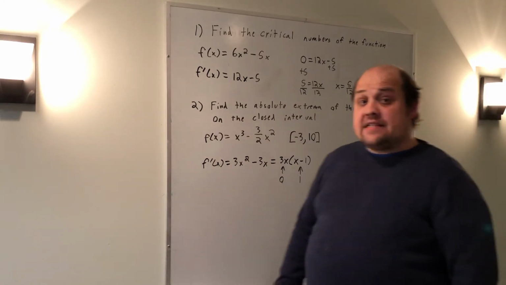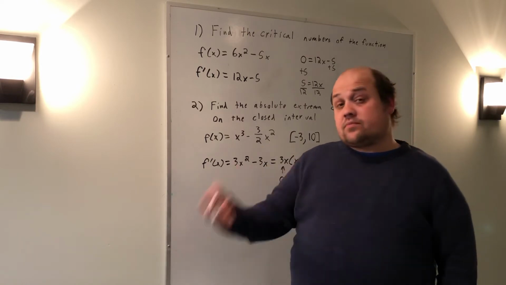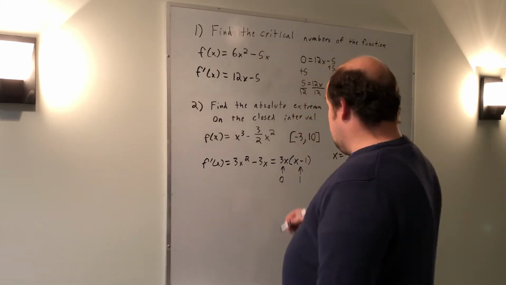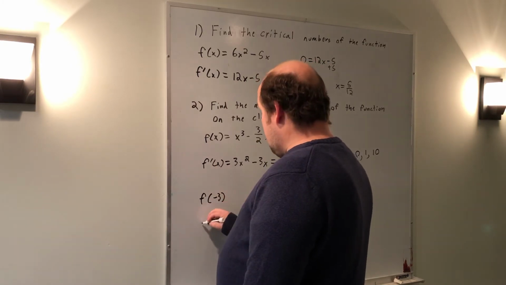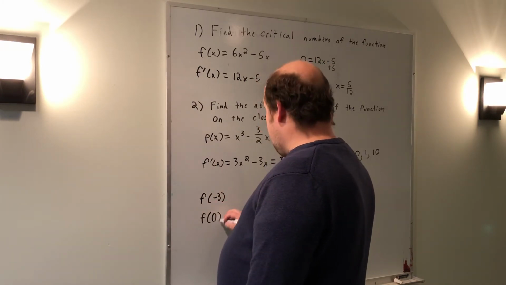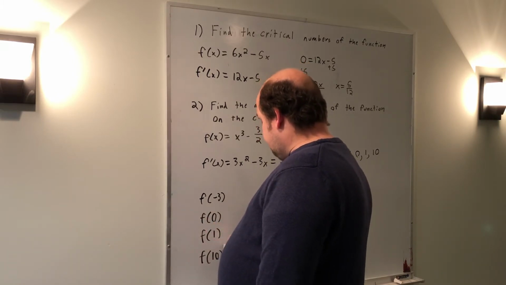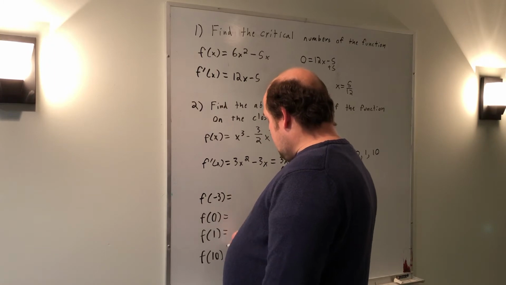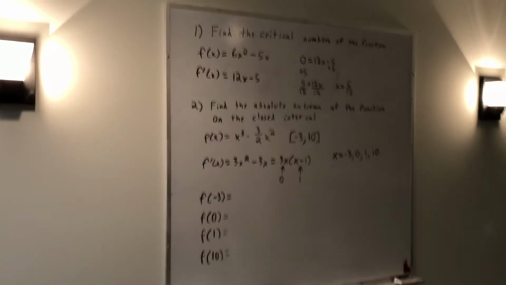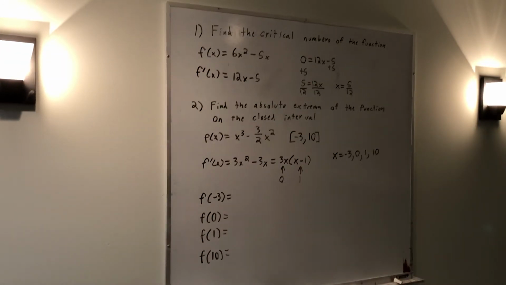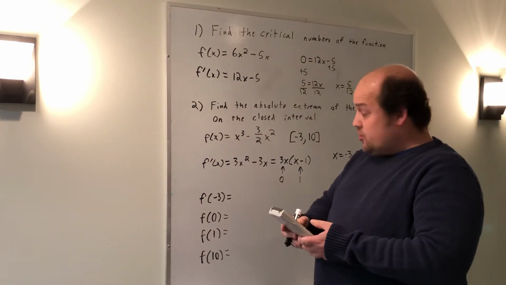When I say we have to test them, what I really mean is we need to put those numbers into the original formula and see what we get back for y. So I'm going to find f of -3, f of 0, f of 1, and f of 10. For all of these, I really want to have a calculator handy, so let me go get my calculator. When I'm doing 4 things like this, it probably helps if I put my original equation into y equals.